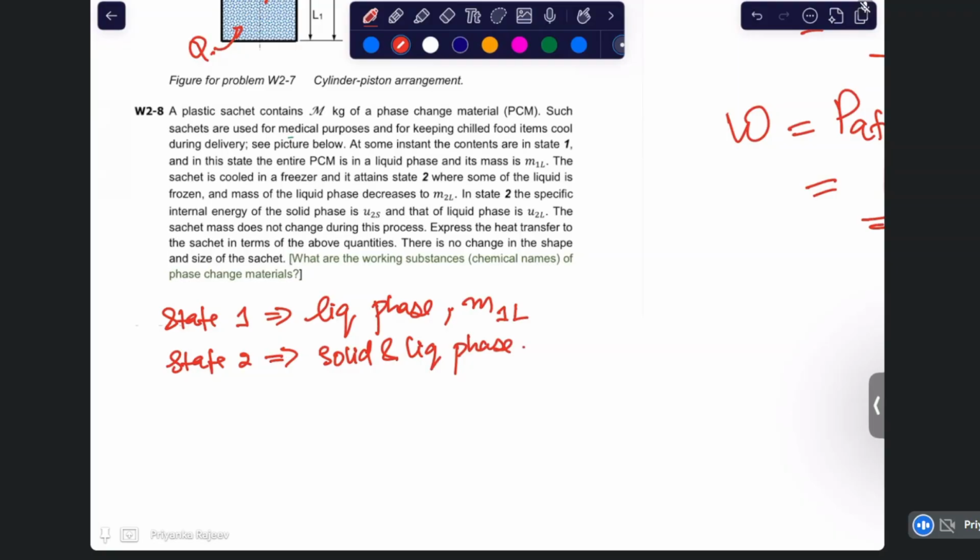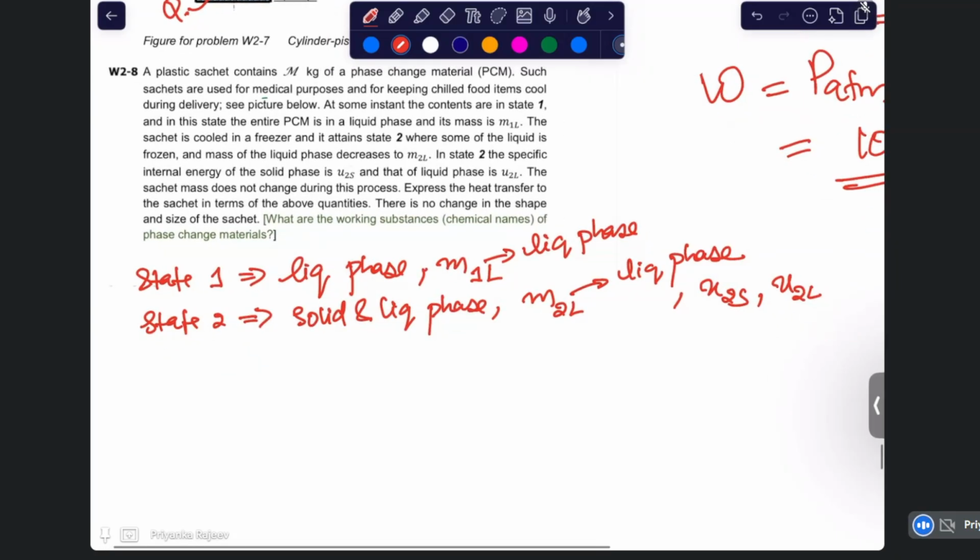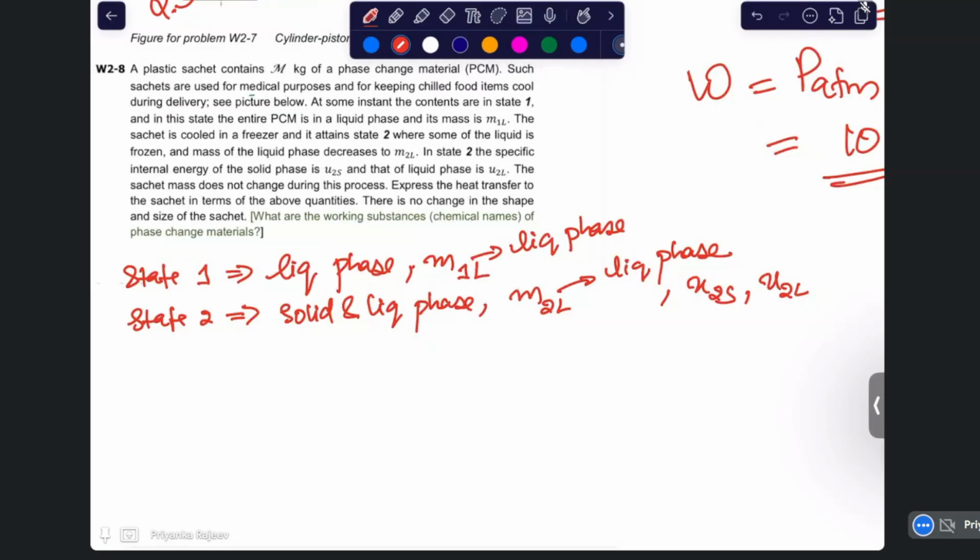And this is the mass of the liquid phase at state 2. This is not the total mass, let me tell you that. I'll explain it once again; right now I'm just writing the data. In state 2, the specific internal energy of the solid phase is U2S and that of the liquid phase is U2L. The sachet mass does not change during this process. Express the heat transfer of the sachet in terms of the above quantities. There is no change in the shape and size of the sachet.